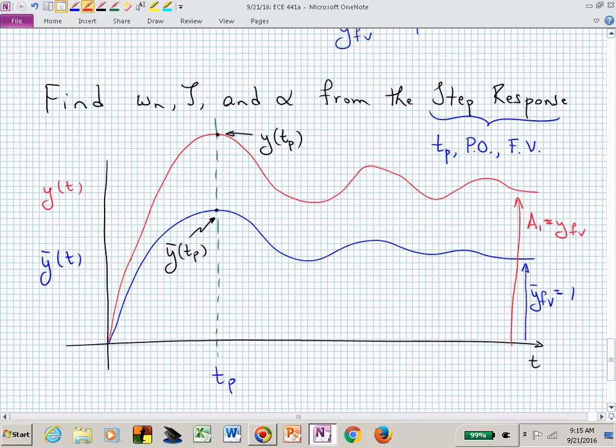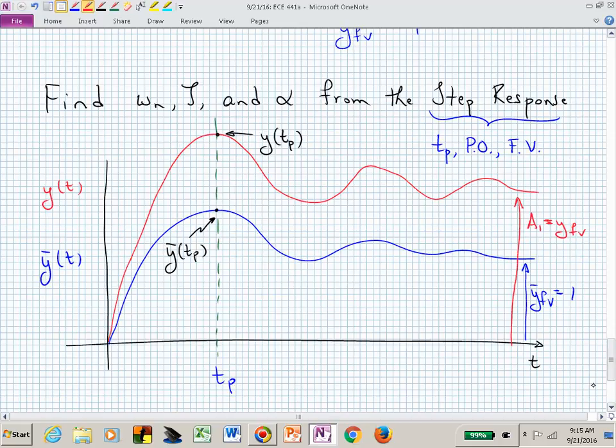But now if you can measure the time that it peaks and the value of that when it peaks, which I'm calling y of t sub p, and if you measure A1 where you finally settle, then you'll be able to get the percent overshoot. And that percent overshoot is something that we will want to have for finding zeta, and we will also use it to find omega sub n and alpha in a sequential pattern.